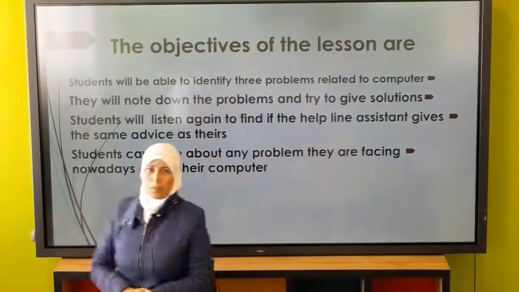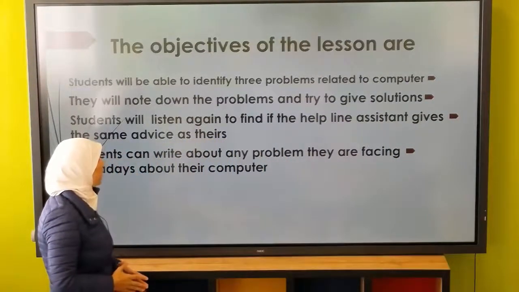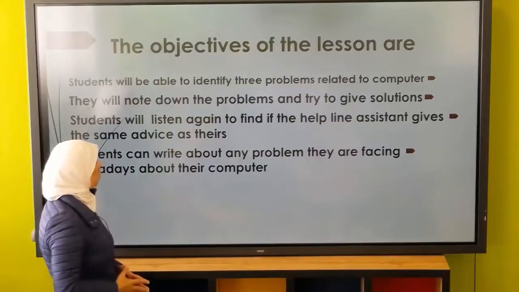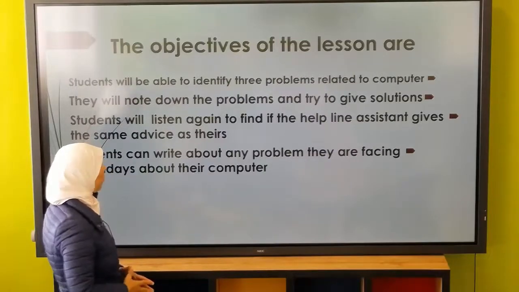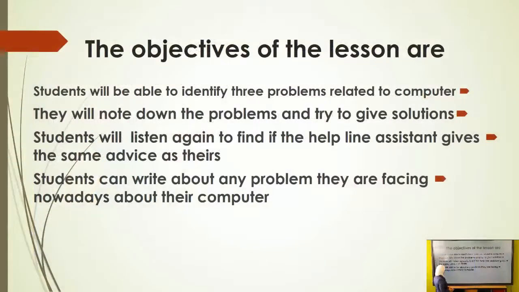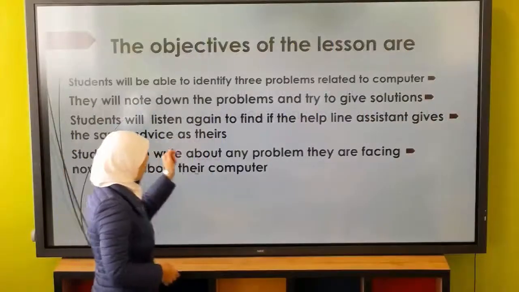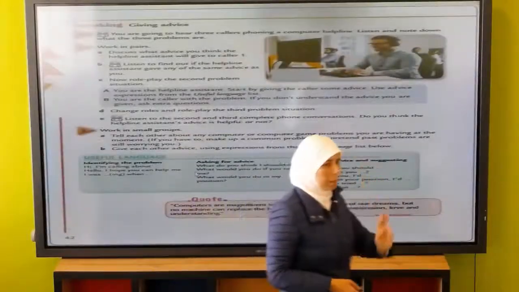The objectives of my lesson are: students will be able to identify three problems related to computer. They will note down the problems and try to give solutions. Students will listen again to find if the helpline assistant gives the same advice as theirs. And finally, students can write about any problem they are facing nowadays with their computers and try to give a solution. Let's begin. This is our lesson.